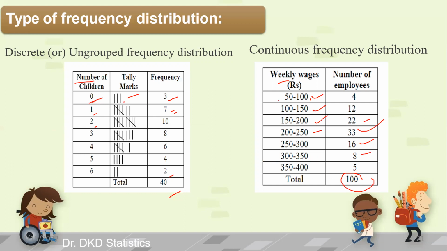So here 50 to 100 is a group, and in continuous distribution it is given like this. This is known as the continuous frequency distribution we need to understand. This is the basic concept about frequency distributions.